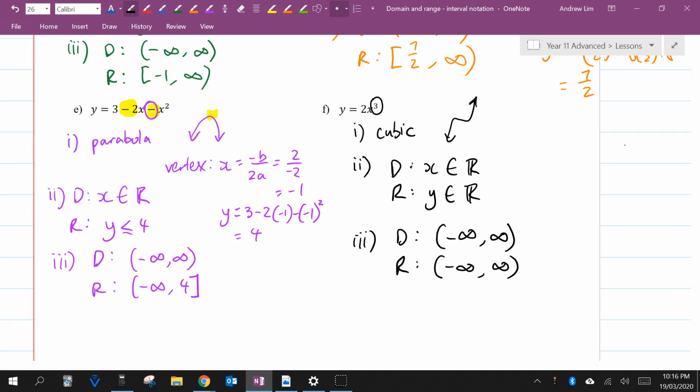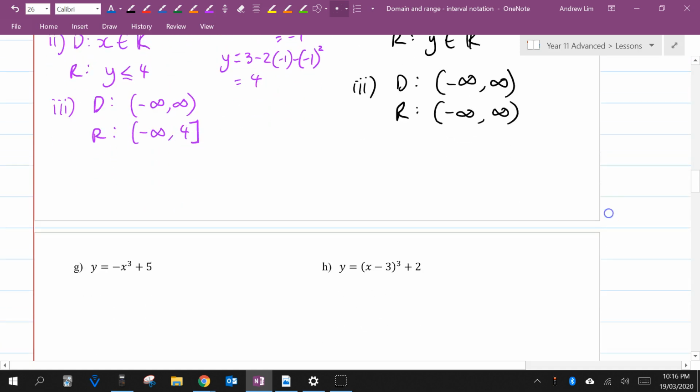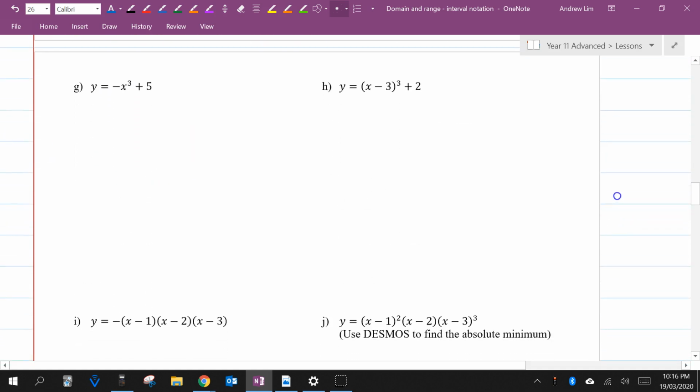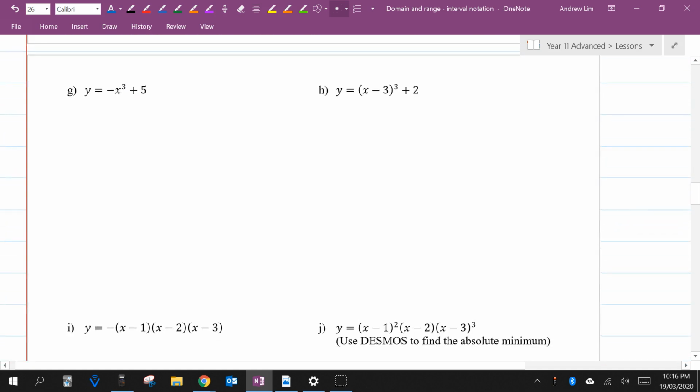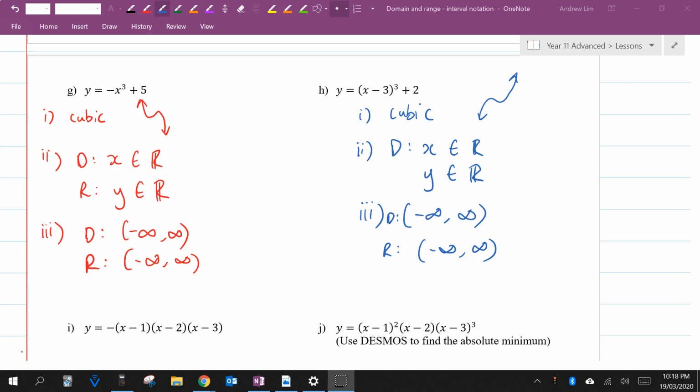Alright. Let's go with question G and H. I'm going to get you to pause the video, have a go yourselves, and then when you're ready, you can check the answers. Okay, so as you can see here, both G and H are cubic, and therefore the domain and range, they both go from negative infinity to infinity.